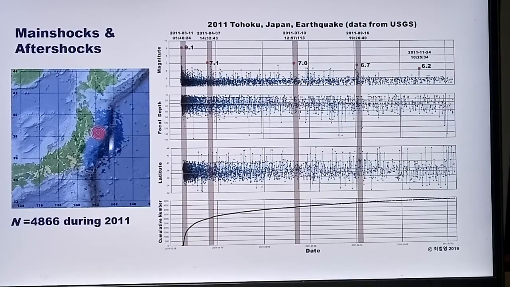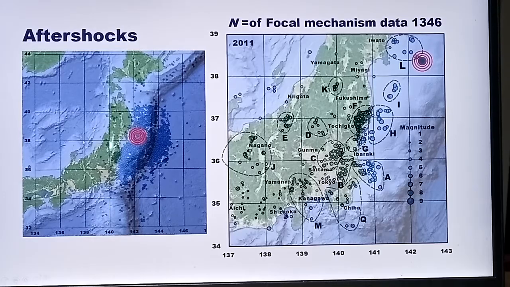Main shock and aftershocks. Aftershocks are usually found in the offshore area. So many focal mechanism data were reconstructed, but they are wholly on-land data. This is a somewhat obstacle to figure out what happened during the 2011 Tohoku earthquake.